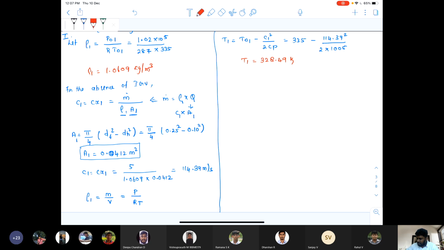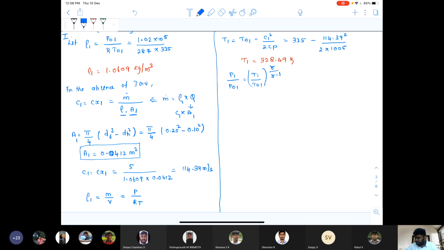That is by using the relation P1 divided by P01 is equal to T1 divided by T01 to the power of gamma divided by gamma minus 1. We know this equation from the isentropic process. We know that T1 by T2 is equal to P1 by P2 to the power of gamma minus 1 divided by gamma. In order to find the pressure, P1 by P2 will be equal to T1 by T2 to the power of gamma divided by gamma minus 1. We will be getting this equation.